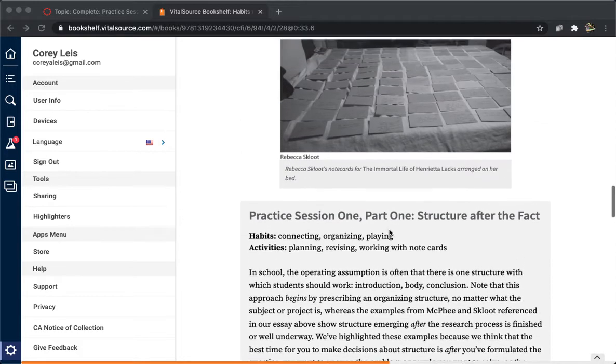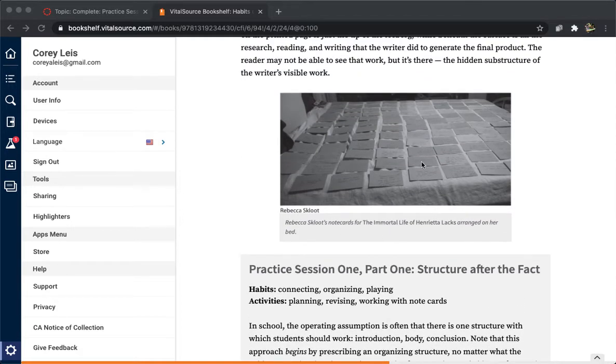So if we look at this image up above of Rebecca Skloot's flashcards that she used for mapping out her book, it's really imperceptible, but the shading of these different flashcards, they're different colors. I know it's a black and white photo, but you can kind of tell that some of them are darker, some of them are lighter. What Rebecca Skloot did is she used different colors to represent different storylines in her book.